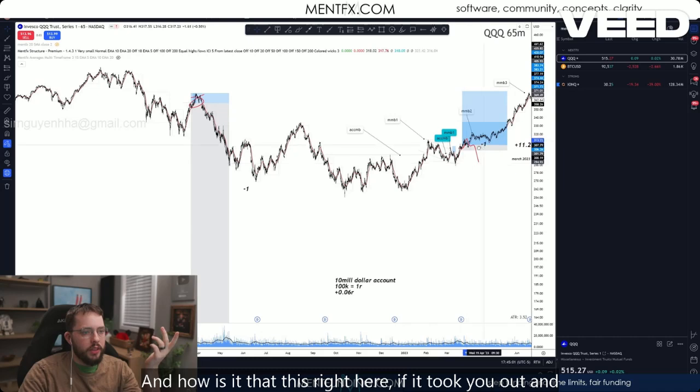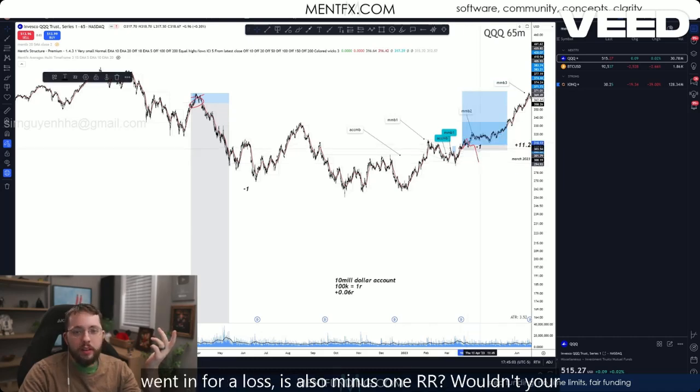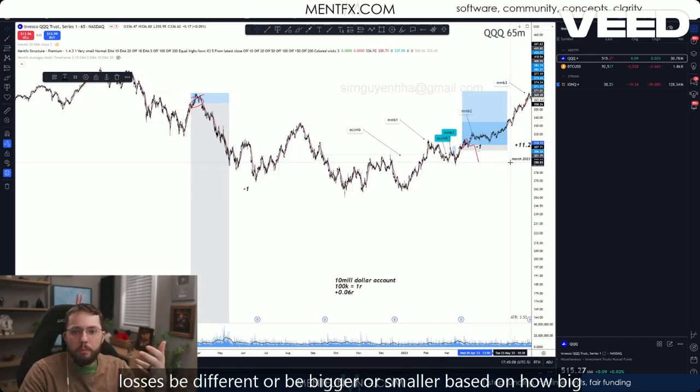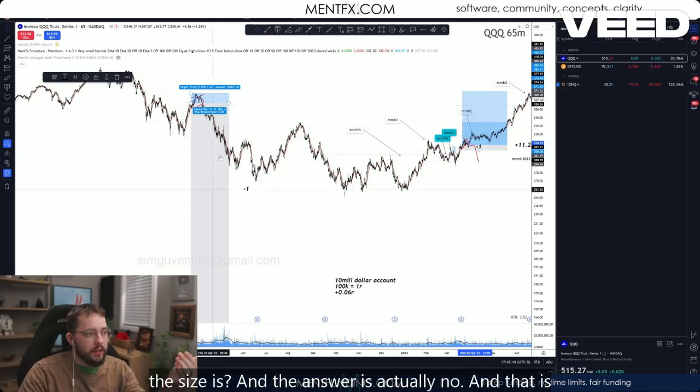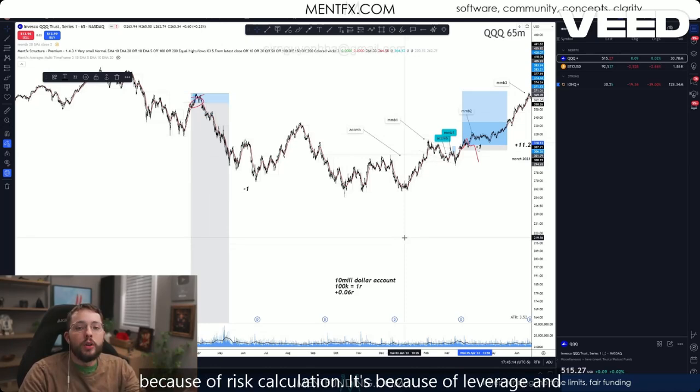And how is it that this right here, if it took you out and went in for a loss, is also -1 RR? Wouldn't your losses be different, or bigger or smaller, based on how big the size is? And the answer is actually no. And that is because of risk calculation.